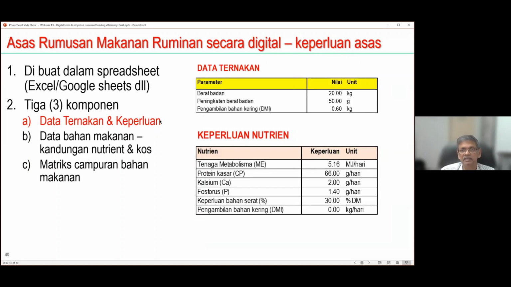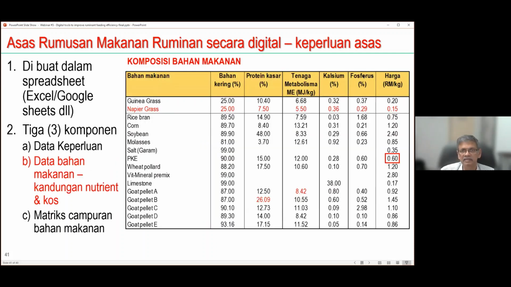These are the basic requirements. Ini 3 komponen: data ternakan, keperluan. This is data ternakan, this is keperluan. Bahan makanan dan cost, I have this database. This is the database yang penting, where it shows the basic energy, protein dengan cost.